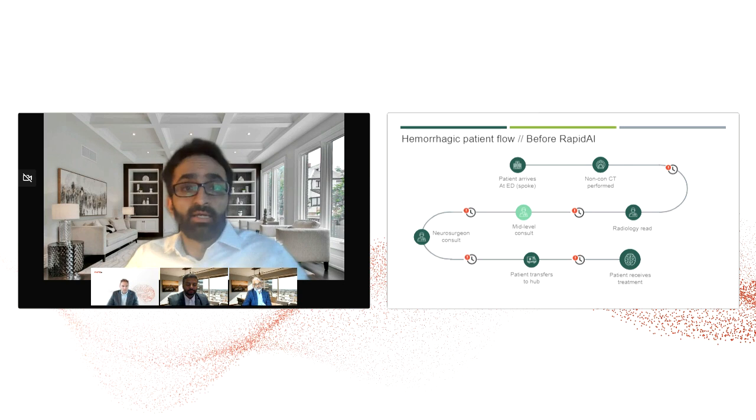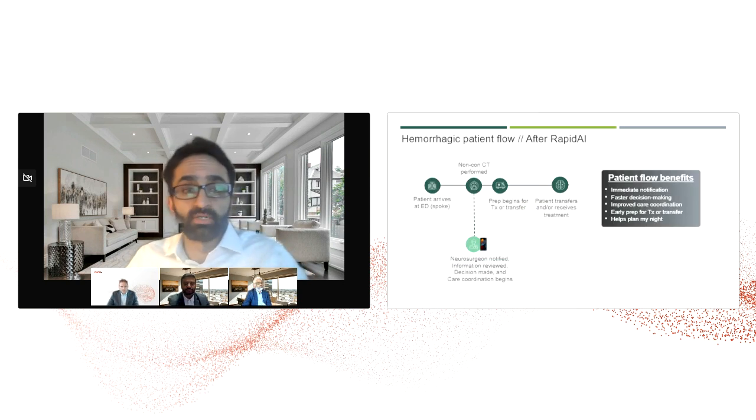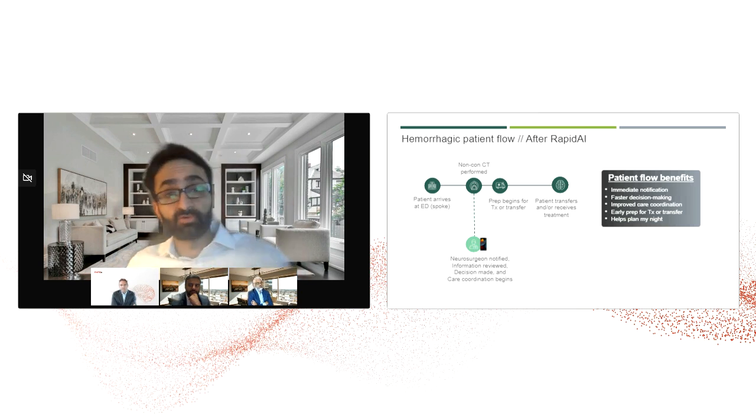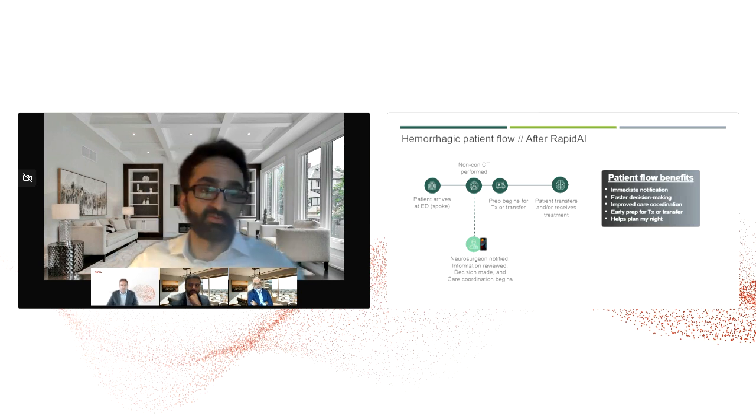And really, having RapidAI in my pocket, it's kind of changed that flow a little bit, where as soon as somebody comes to the ER, sometimes as soon as they get done with that CAT scan, I've had it before where the patient doesn't even get back to the ER bed and I've already gotten a notification that there's something going on. It's faster access to that information, faster decision making, and just faster coordination of the care, especially from one of our referring hospitals that I know is going to be giving me a call.